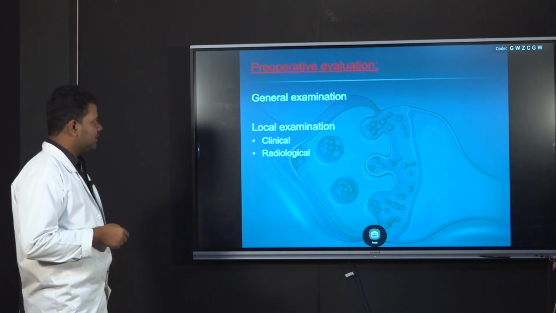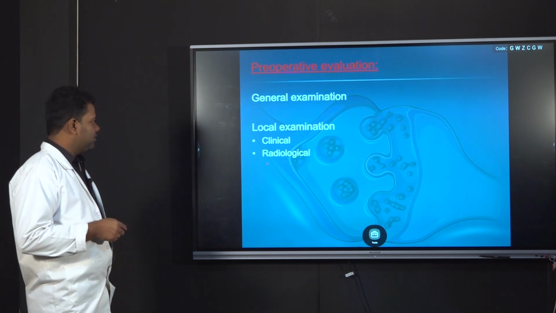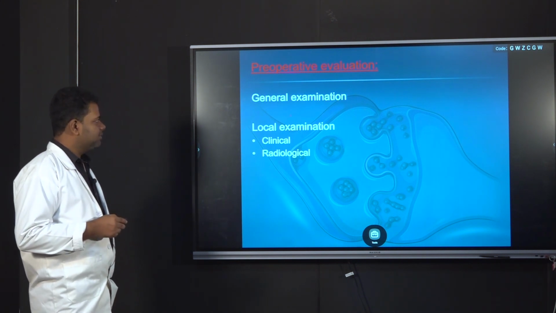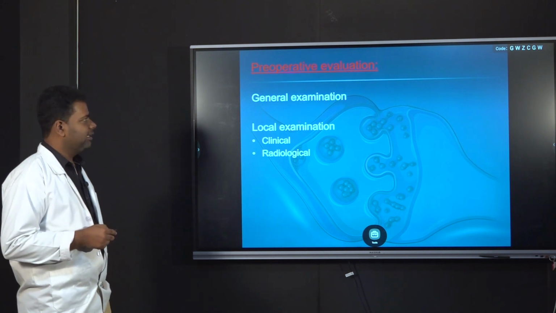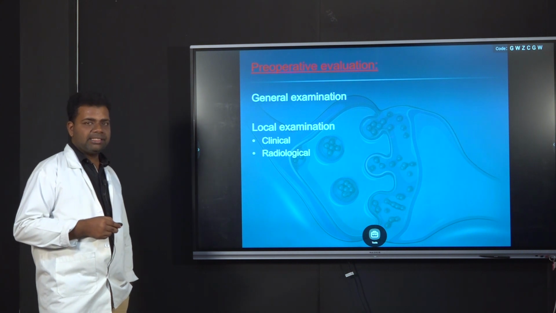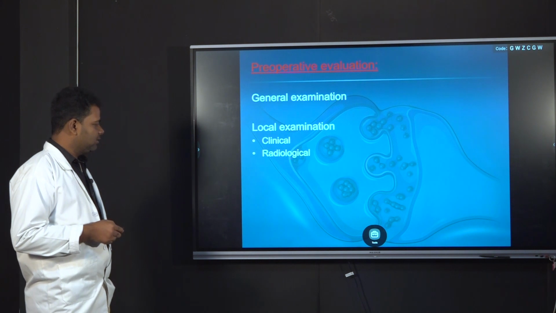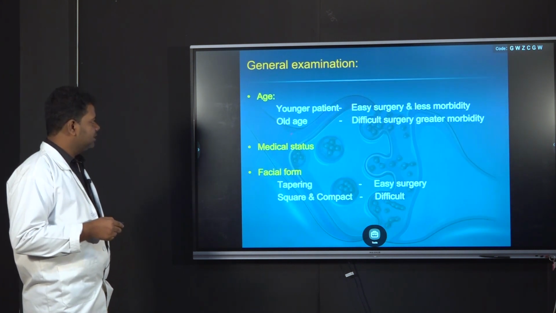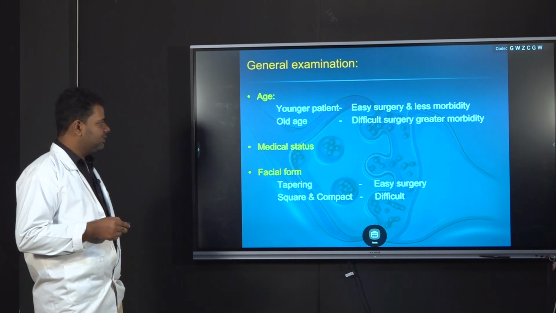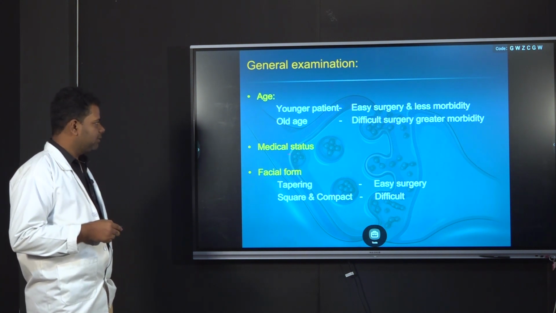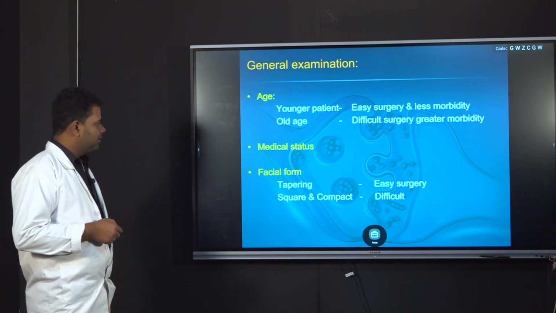So for the surgical extraction of third molars, we should do a general examination and a local examination. In general examination we should include all the necessary investigations, if the patient has any comorbidities like hypertension or diabetes or any blood related diseases. Local examination includes clinical and radiological. In general examination, the age is considered. In a younger patient, the surgery is easy and causes less morbidity, whereas in old age it is difficult and has greater morbidity. Medical status.